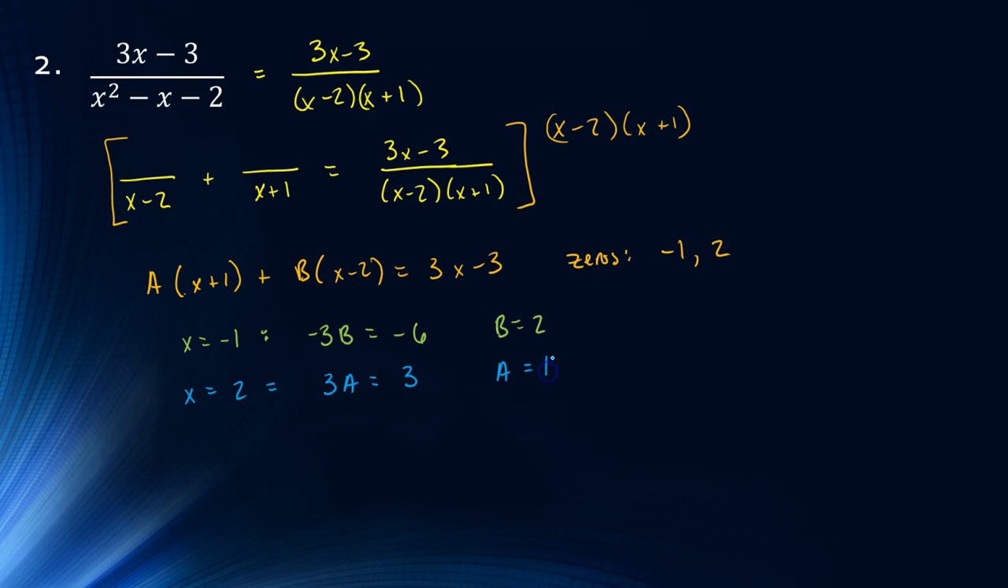3 divided by 3 is 1, so our a value would be 1, and our b value would be 2. So in essence, 1 over x minus 2 plus 2 over x plus 1 would simplify to be 3x minus 3 over x minus 2 times x plus 1. But all I care about is these values, so I just want to make sure you know how to find those. The reason we find those is, again, we're just finding the numerators.